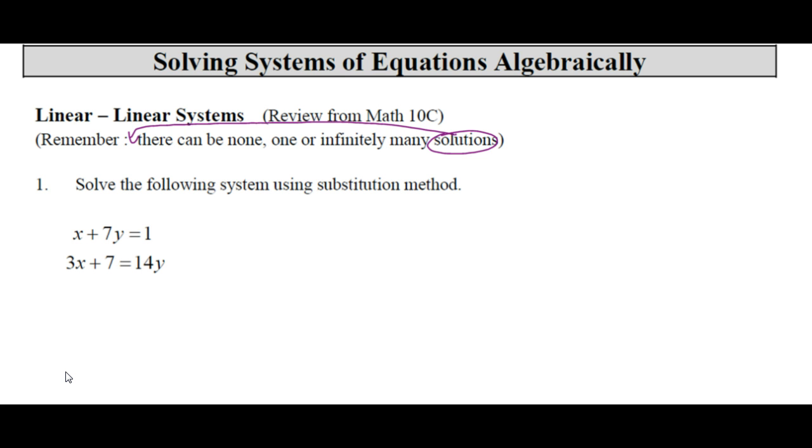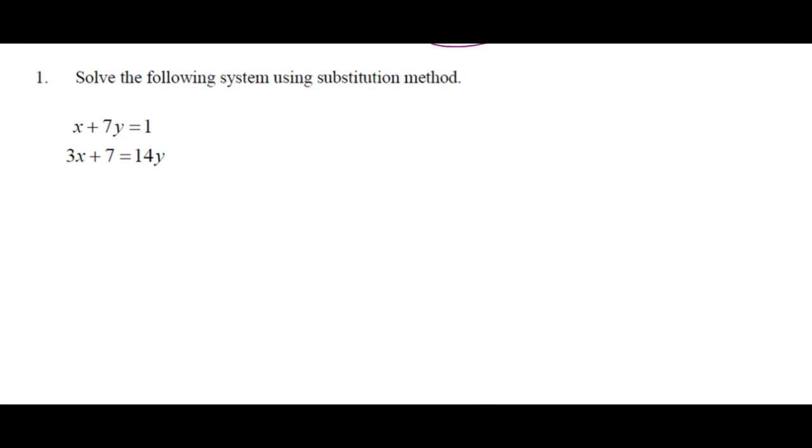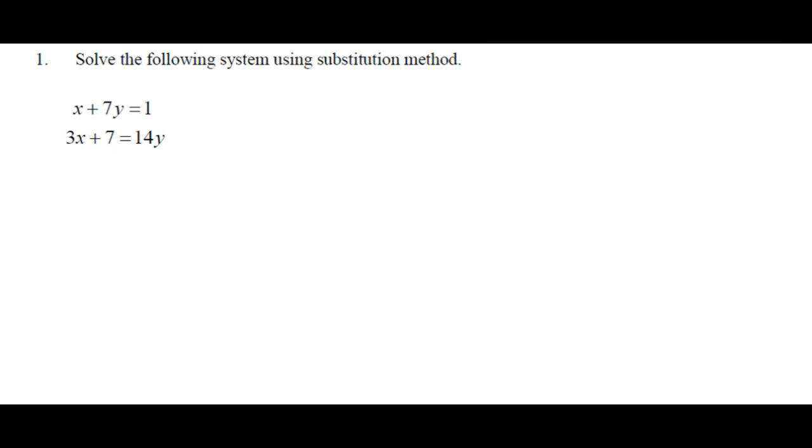So blame him. Okay, remember, as far as solutions go, you can have no solution, one, or infinitely many because we're talking about a linear system. Solve the following system using the substitution method. If used properly, you've got two equations. You solve one of the equations for one of the variables. So I'm going to number this equation 1 and this equation 2.